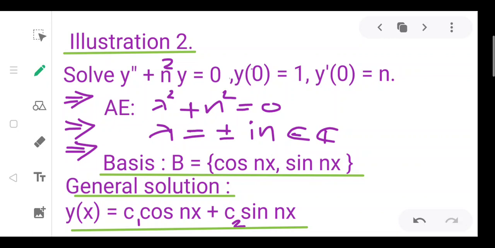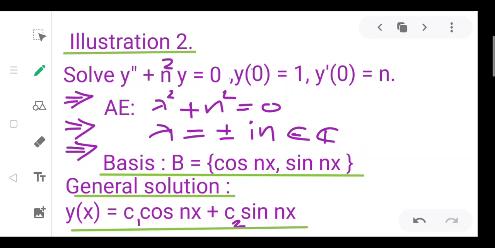Since the solutions of the auxiliary equation are lambda equal to plus or minus in, which are complex conjugates, hence the basis is cos nx, sin nx. General solution will be y of x equal to c1 cos nx plus c2 sin nx. Okay. But this is the general solution of the given problem. We are required to find out the particular solution of the given problem.